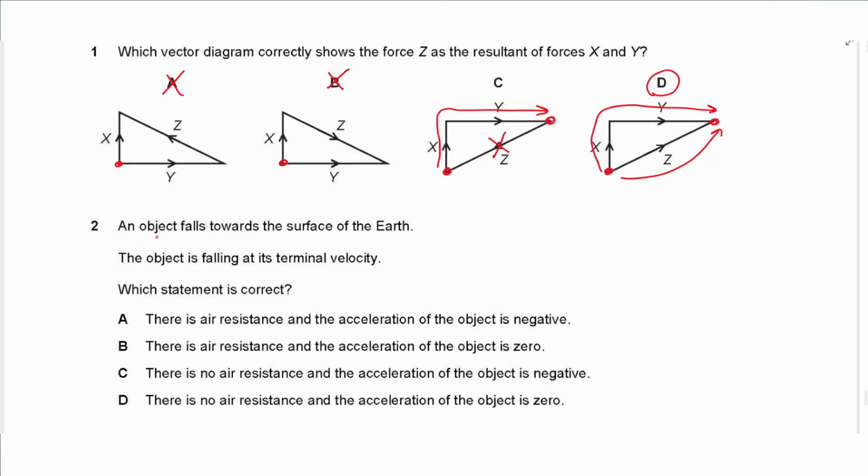Question 2 says an object falls towards the surface of the Earth. The object is falling at its terminal velocity. Terminal velocity means constant speed. Which statement is correct? There is air resistance and the acceleration of the object is negative. No, there is no acceleration. There is air resistance and the acceleration of the object is 0. That is correct. So the answer is B.